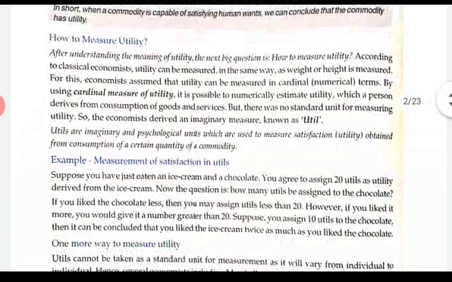How to measure the satisfaction in utils? Suppose you have eaten ice cream and chocolate. You assign 20 utils to the ice cream. Now the question is whether you like chocolate or not, and you will assign the utility according to that. If you favor chocolate more than ice cream, you will assign more utils to chocolate. If you favor chocolate less than ice cream, you will assign fewer utils to the chocolate. Suppose you have assigned 20 utils to ice cream and 10 utils to chocolate. In this way, utility can be measured in utils.